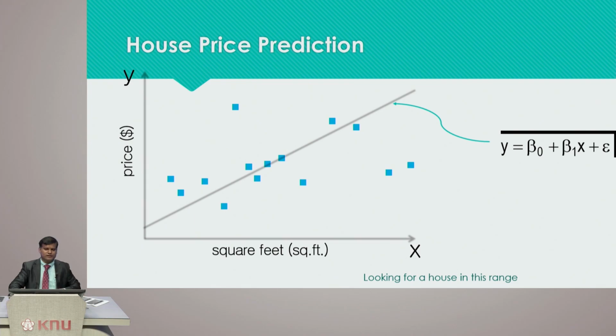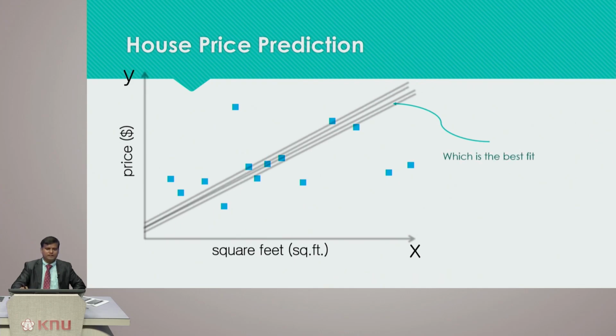So here is the equation that we talk about. If you recall, it resembles the equation of a slope. So here's y equals beta naught plus beta 1 x plus the error. We are trying this linear line, and you can see it also has the intercept on the y-axis.